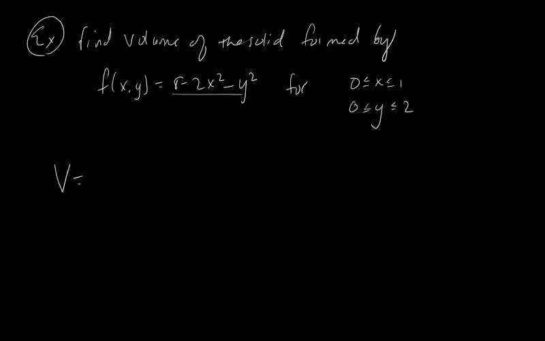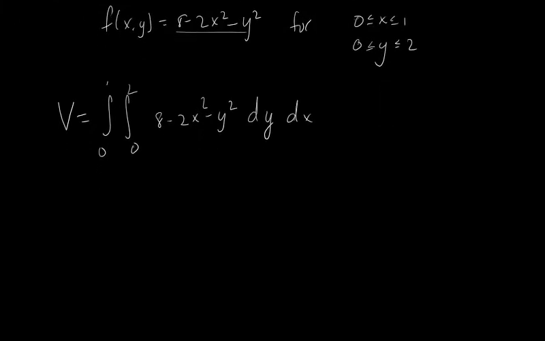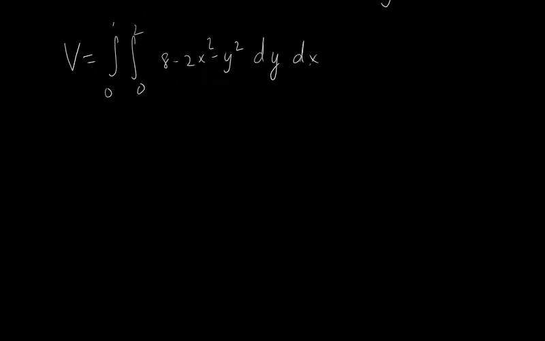So here we go. Our volume is equal to our integral from, so x values first, 0 to 1, y values second, 0 to 2, of f of xy, which is 8 minus 2x squared minus y squared. Integrate first with respect to y, then with respect to x. So let's go ahead and set it up. Let's go ahead and evaluate it. We have it set up.